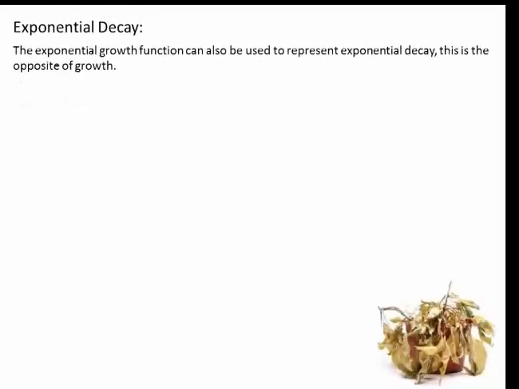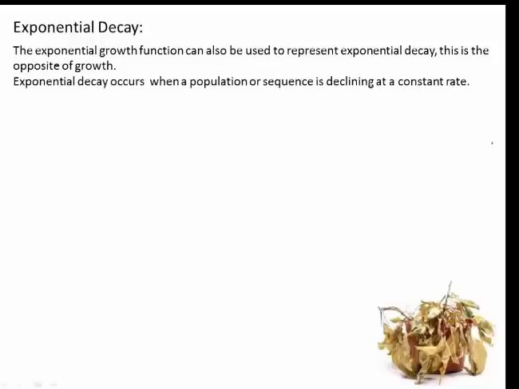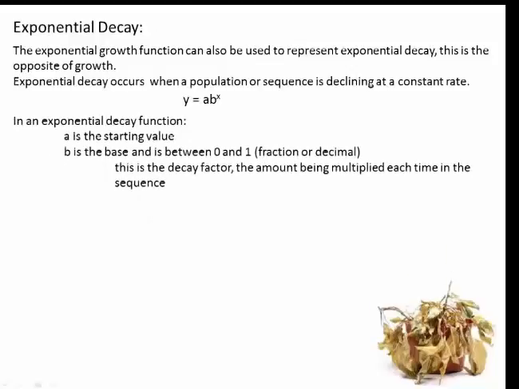Now, exponential decay occurs when things are decreasing. This is the opposite of growth. Growth is increasing, decay is decreasing. This is when a population or sequence is declining at a constant rate, and we still use y equals ab to the x, but in a decay function, while a is still the starting value, b is between 0 and 1 instead of being greater than 1. This is the decay factor. So it's the amount being multiplied each time, and sometimes it's a division, but we do multiplication by a fraction.